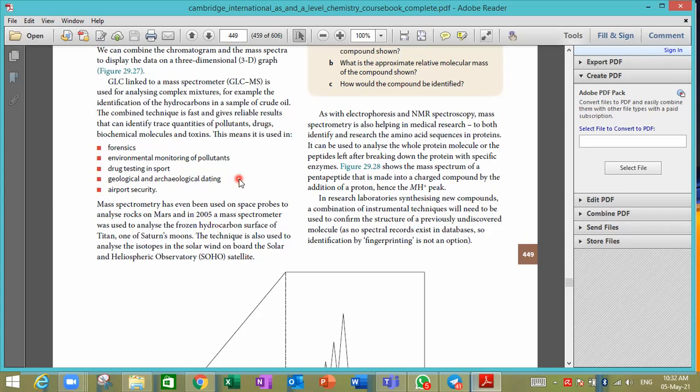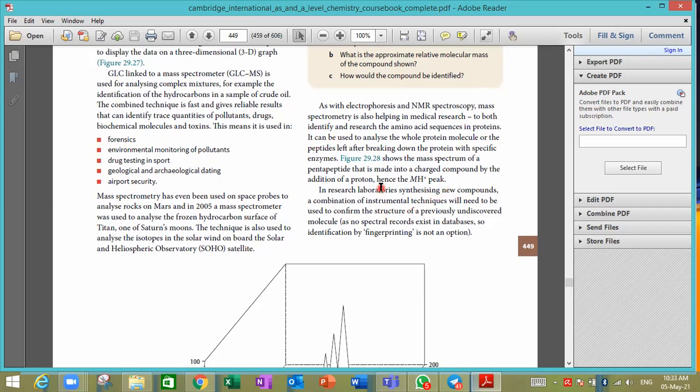Also, we can use mass spectrometry to help in medical research. For example, if we have a protein and they want to find out the structure of this protein, from which amino acids it is formed, then they are going to analyze it using mass spectrometry. They are going to hydrolyze it first and then use mass spectrometry in order to find out the components, or the different amino acids, that formed this protein.